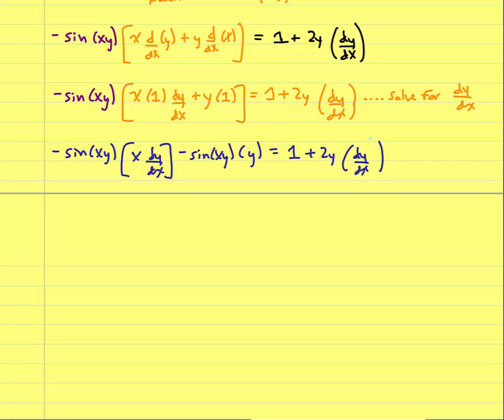Okay. I think I'm going to rewrite one more step here. Negative sine, I think I'm going to pull the x out front. Negative x sine(xy) dy/dx.